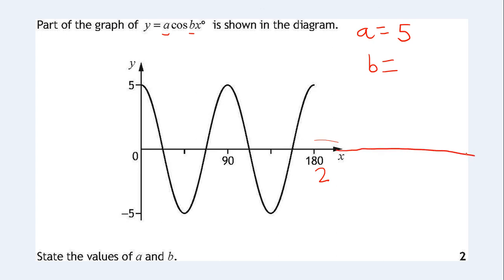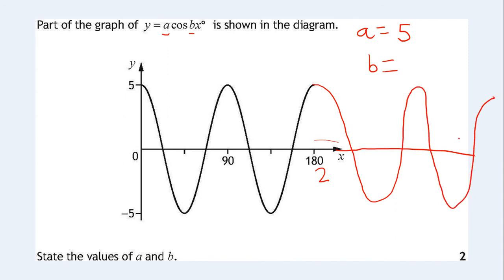So if this carried on going like this, that's another, and that's another. It's a bit crude the way I've drawn it here, but B would be 4, because remember 180 is half of 360. So to do 360, you would have had to have done 1, 2, 3, 4. So B is 4.